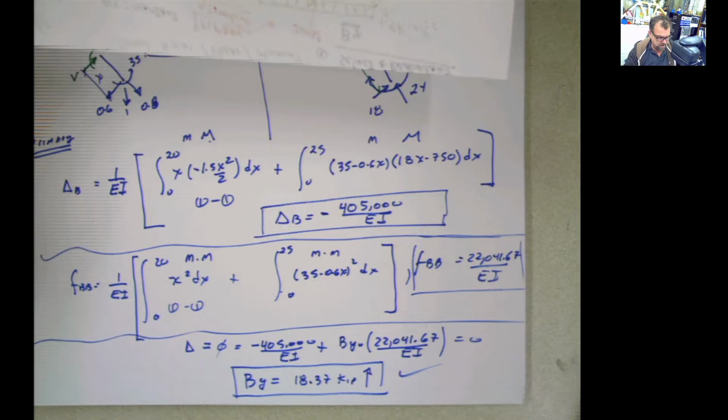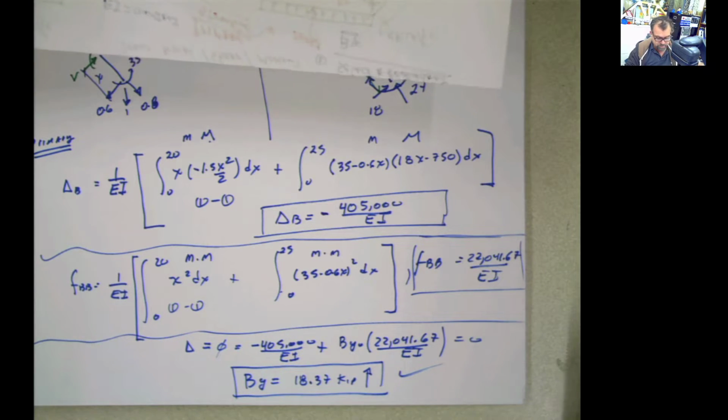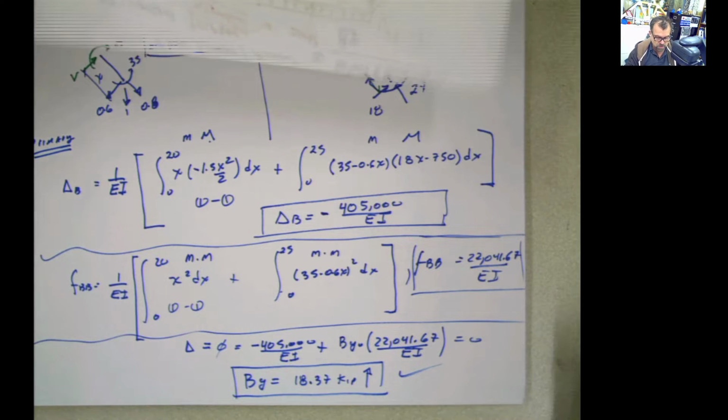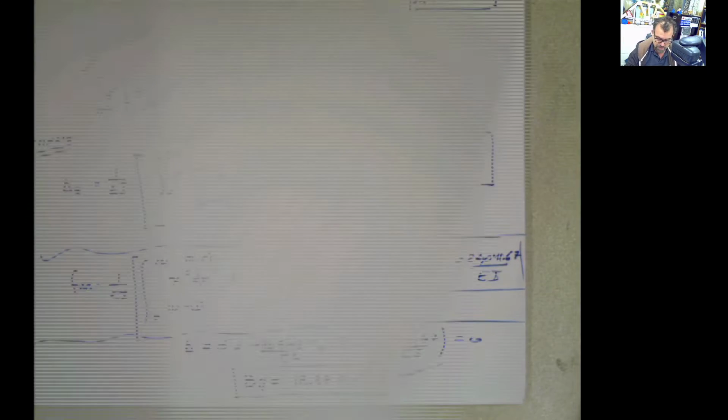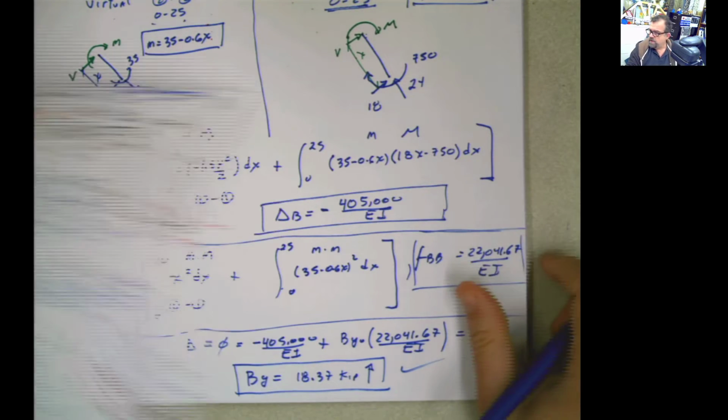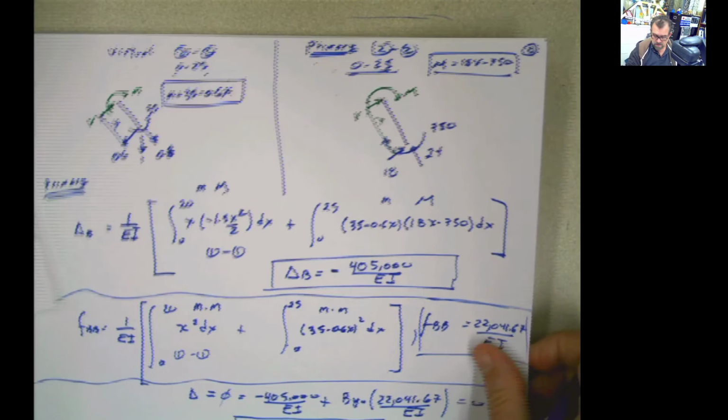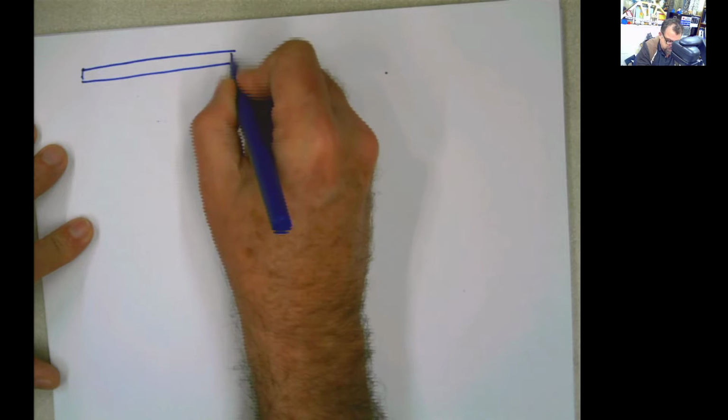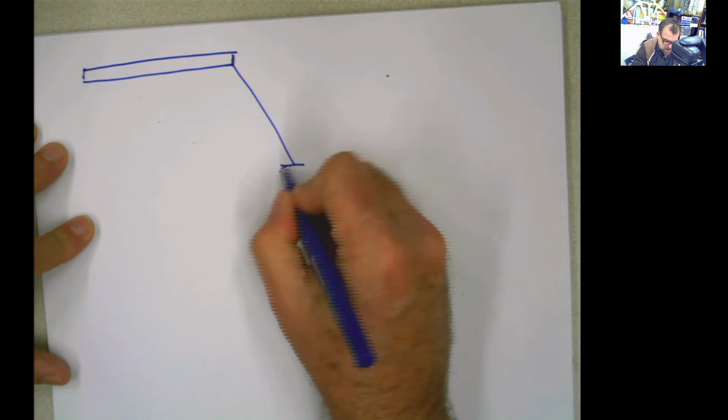Now we have By. And from this point on, the problem just becomes, once again, a simple static problem of drawing shear and moment diagrams. So let's do it for the sake of doing it. Now what do you do? You go back to your original structure. This is my original structure.